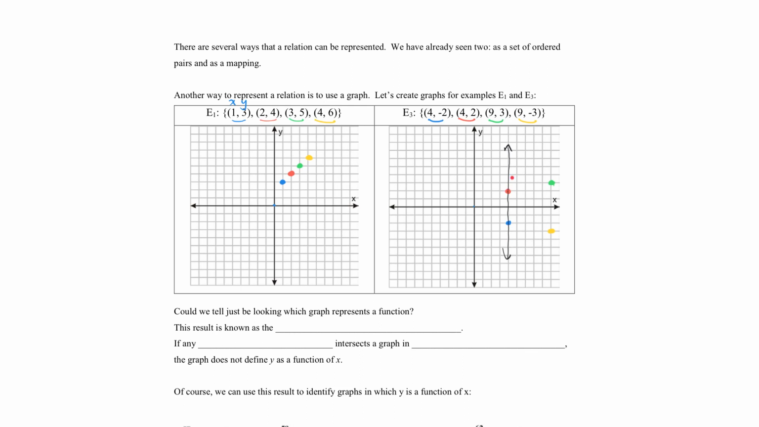So now when I see this result, I can see that this x value of 4 is paired with two different y values. And the same thing is true over here, right? I can see that not only is 9 paired with positive 3, it's also paired with negative 3. So I can tell by looking at this graph that this relation does not represent a function, and I can tell by looking at this graph that this relation does represent a function. And this result is known as the vertical line test.